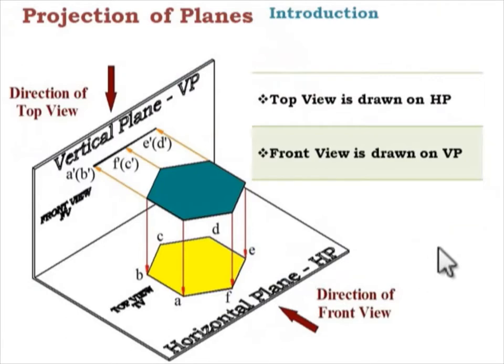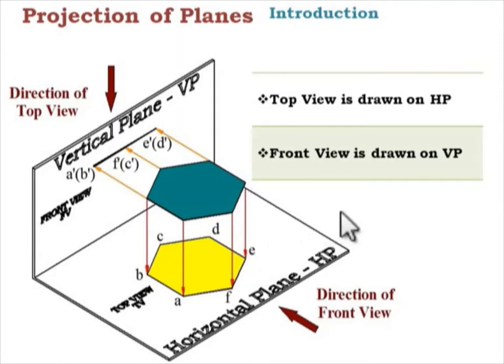Lamina is a geometrical figure with less thickness. The geometrical figure can be a triangle, square, rectangle, pentagon, hexagon, circle, etc. The figure here shows a hexagonal lamina placed in first quadrant. This is a horizontal plane and this is a vertical plane. The intersection of these planes is called as the reference axis, usually indicated by XY.